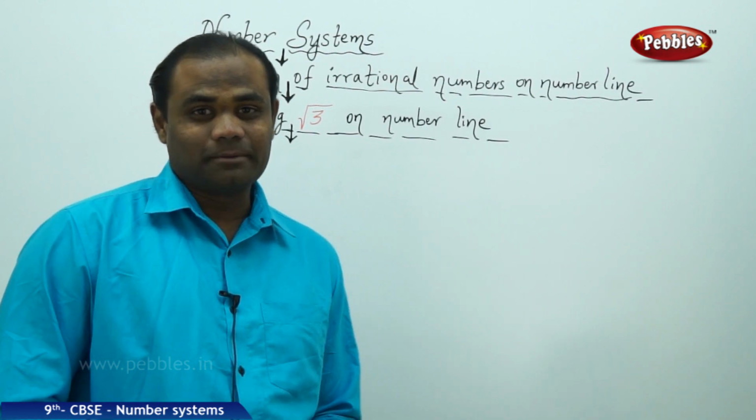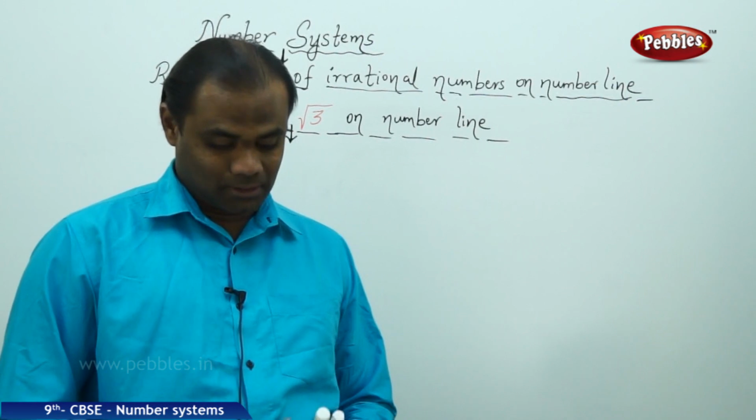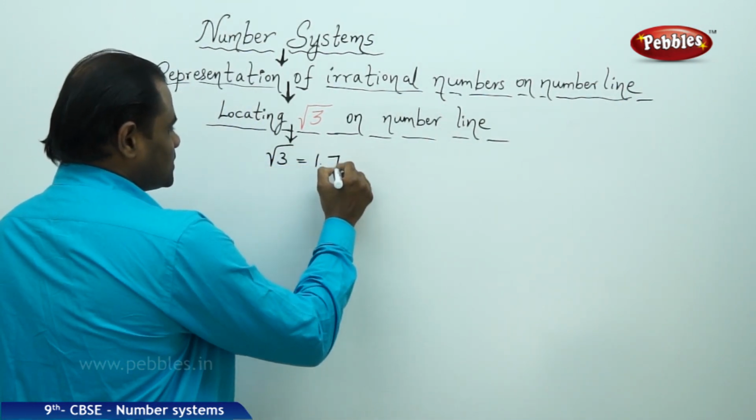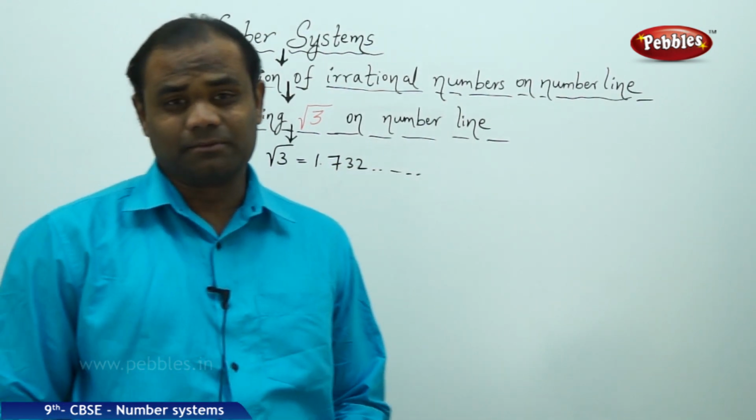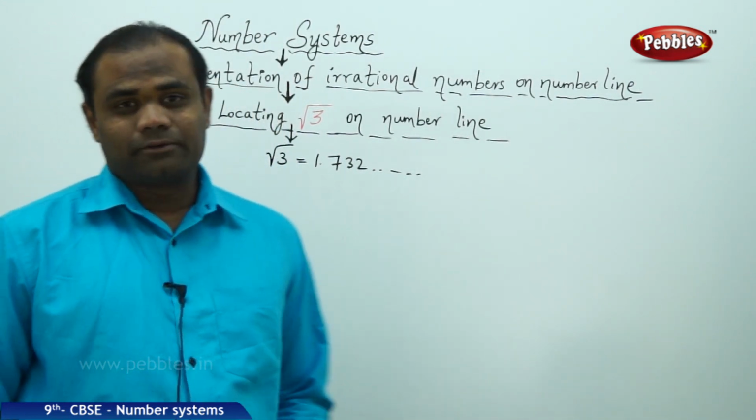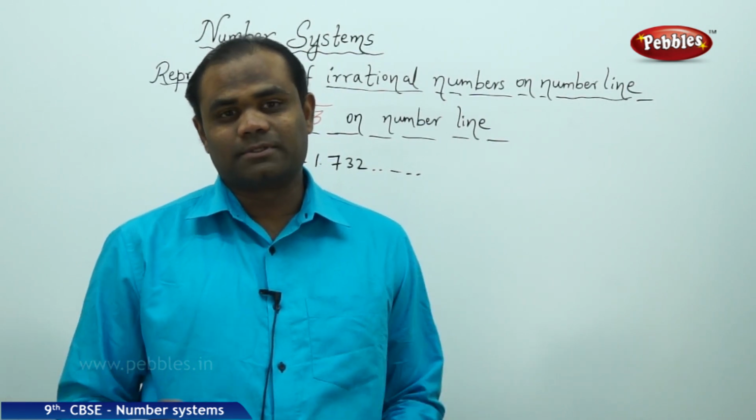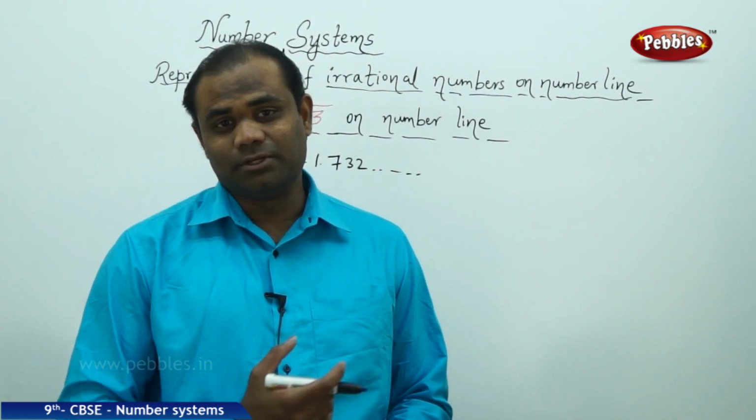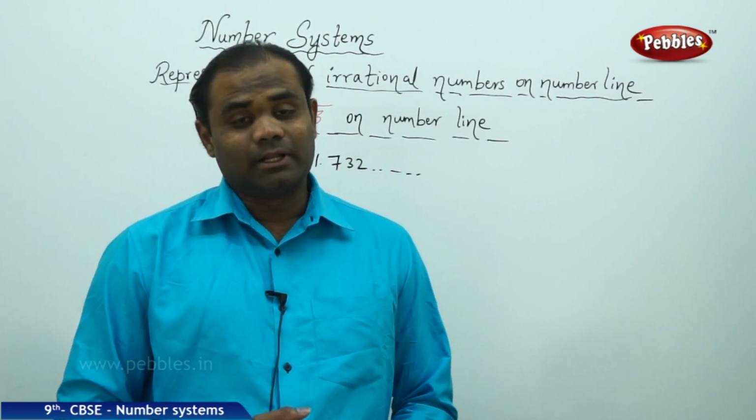Next, let's see how to represent the irrational number root 3 on the number line. Of course, root 3 has the value 1.732 and so on in its decimal representation. So this irrational number root 3, I would like to represent on the number line, just like root 2. So let's see what geometrical concept can be used in case of root 3 to construct on the real number line.